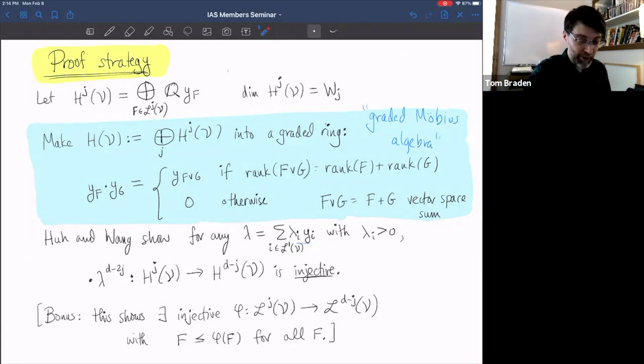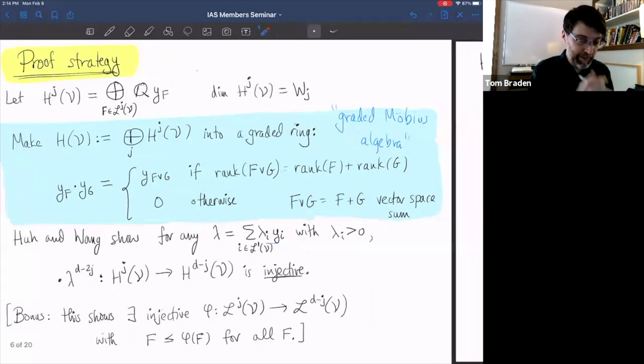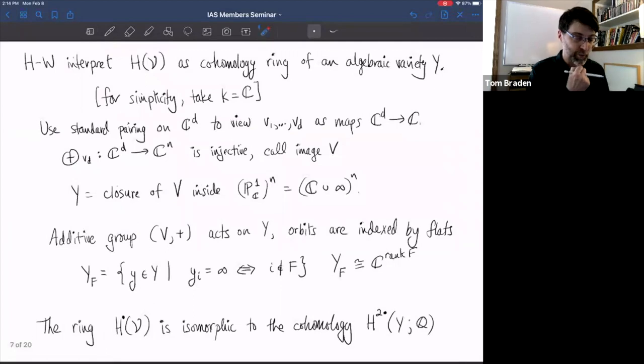Okay. So now the question is, how do you actually prove something like this, to prove that a map like this is injective? It's similar to statements that you see in the topology of algebraic varieties, and that's where they went with this. So what they do is they realize that this ring is actually the cohomology ring of a certain algebraic variety.